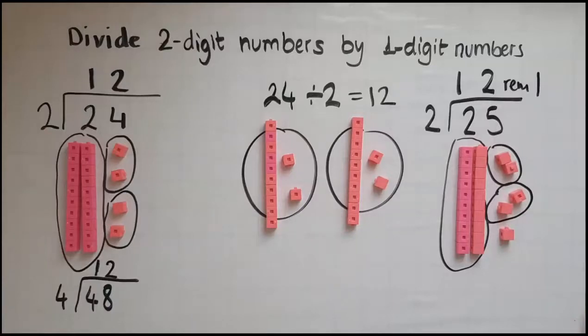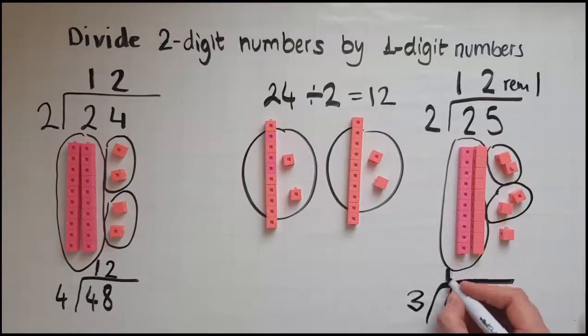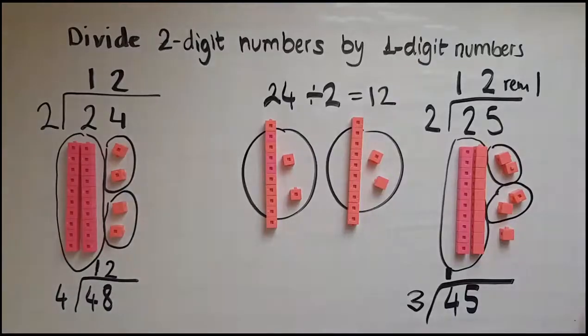Let's try out another one. So I've got 45 divided by 3. How many lots of 3 fit into 4? That would be just 1. And I would have an extra one, a spare one. So let's actually show that using some cubes, how it actually looks.